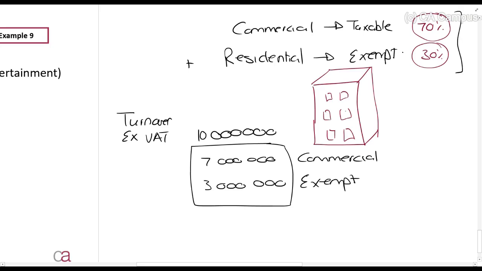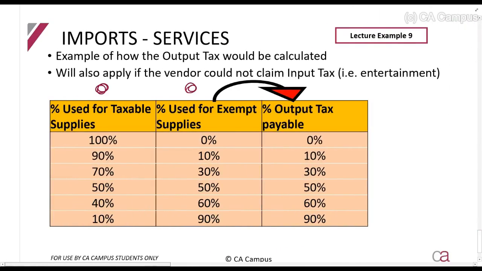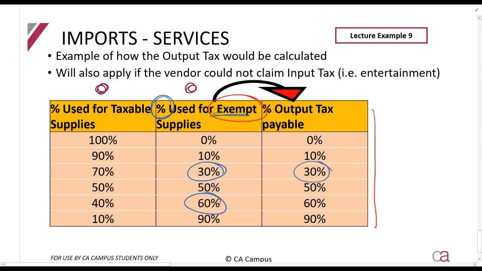If I now import a service, right, and the service cost me 100,000 rands, the VAT on that will be calculated as 100,000 times your exempt percentage times the VAT percentage. So in other words, you only pay VAT on the exempt portion. So this is what I'm trying to show you. It says here, whatever the percentage is for exempt supplies, if it's 30%, you pay 30% output VAT. If it's 60%, it's 60%. If it's 90%, it's 90%.